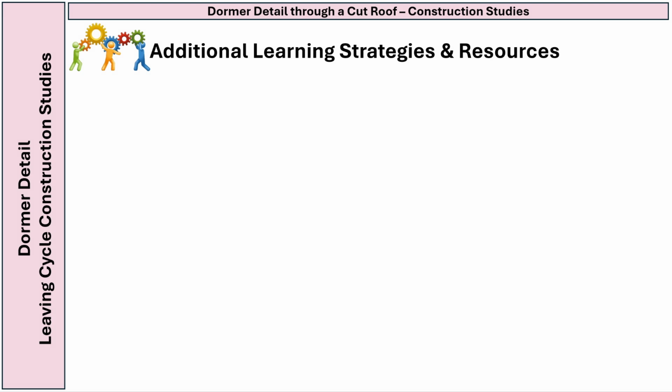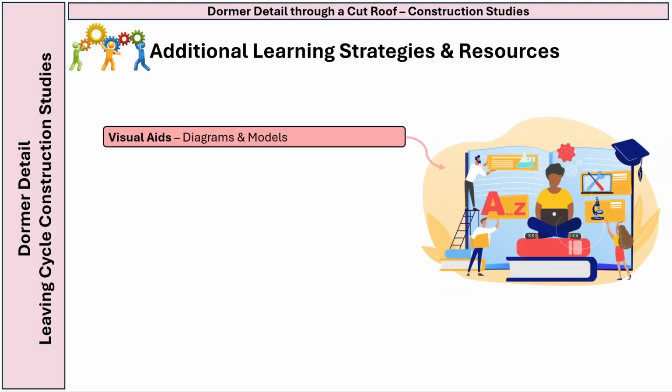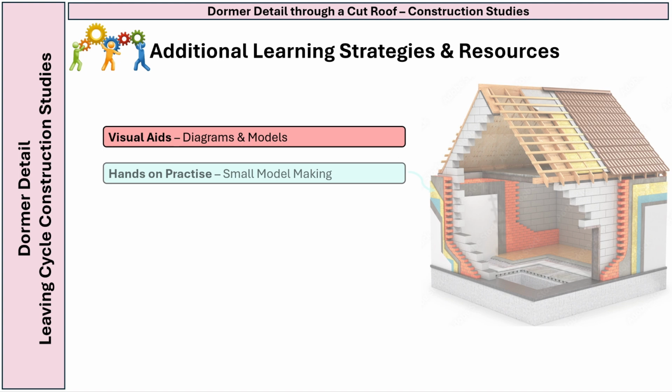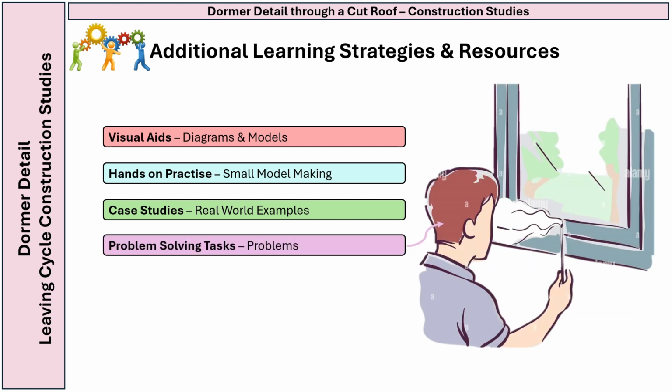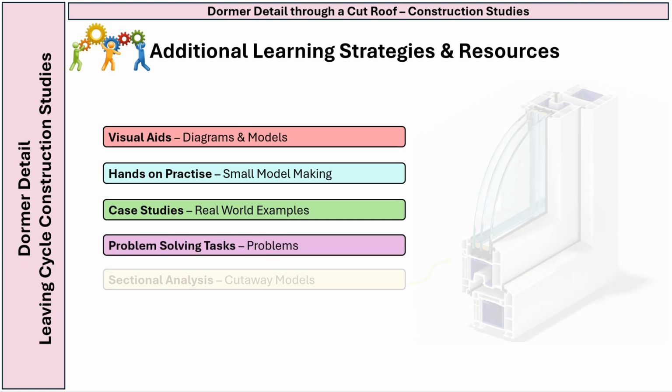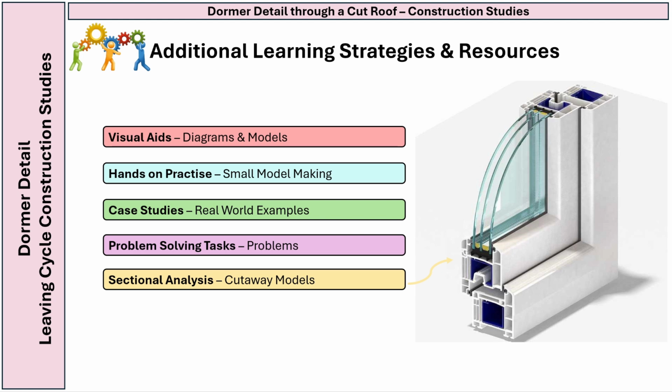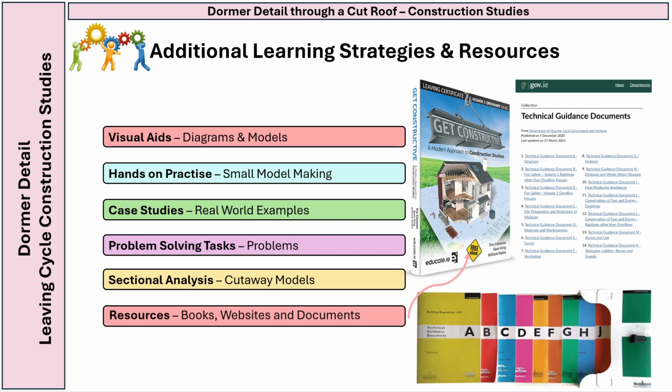Additional teaching strategies may include diagrams and 3D models to illustrate dormer roofs, building small-scale models using materials like cardboard, analysing real-world dormer roof examples, tackling design and construction challenges, cutaway models to show roof integration with structures, and further information can be found in the Get Constructive book, gov.ie and the technical guidance documents.